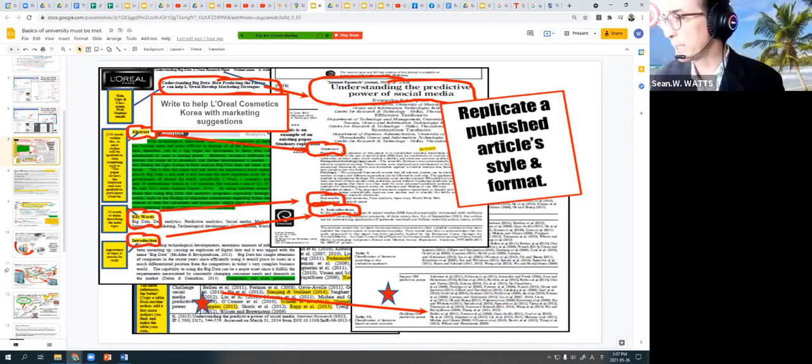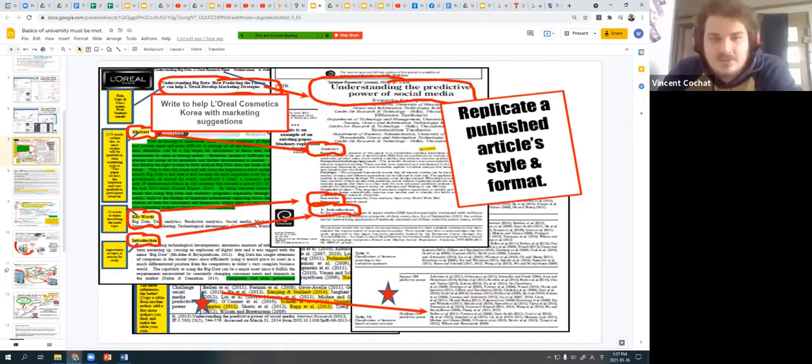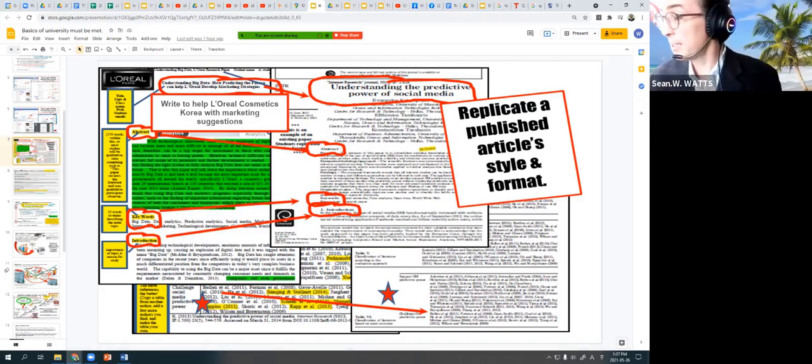Okay, so what is your point? The point is we can use, like I say, the format and the style of the article, and do the same with our own subject. Okay, good. That is the instruction. Can you now explain why?